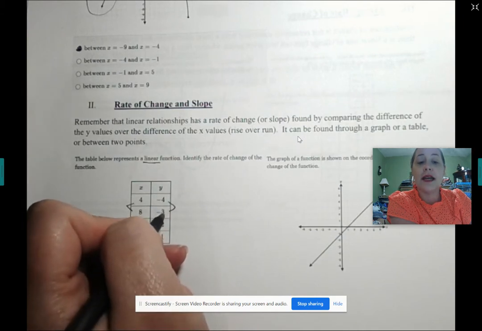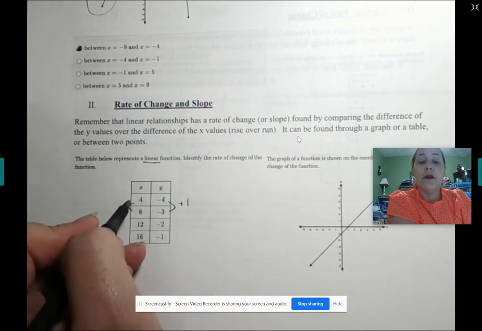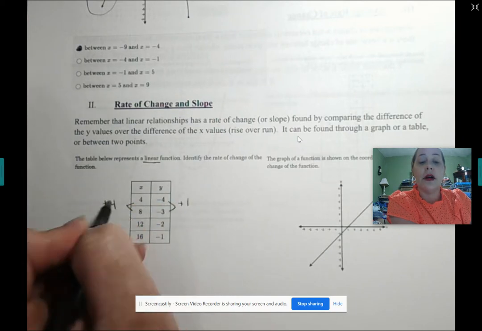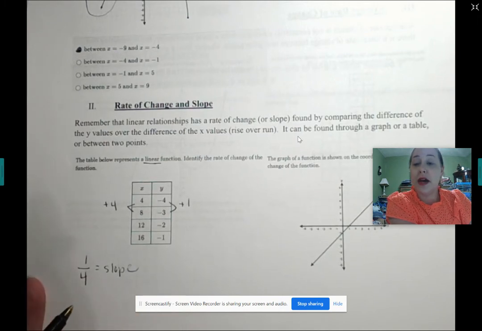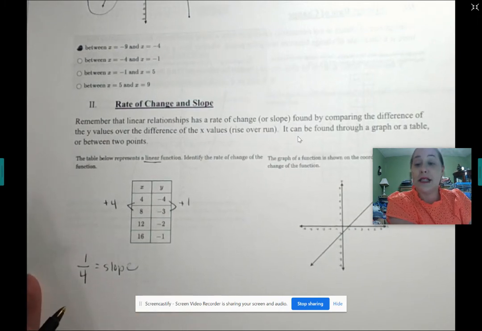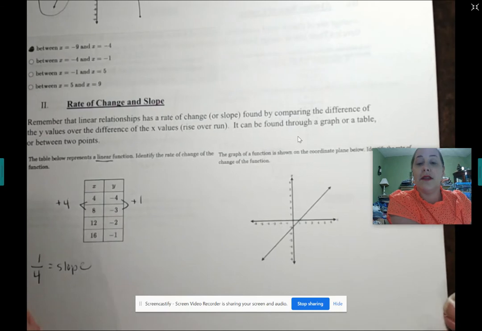Now, if I look at these y's, -4 to -3, that just increased by 1. 4 to 8 is an increase of 4. So +1 over +4 is the rate of change or the slope. So 1/4 would be what I would write. You could write 0.25. That would be correct. You can use a decimal as long as it's exact. If it's a repeating decimal, that's not exact. You need to use the fraction to represent that.